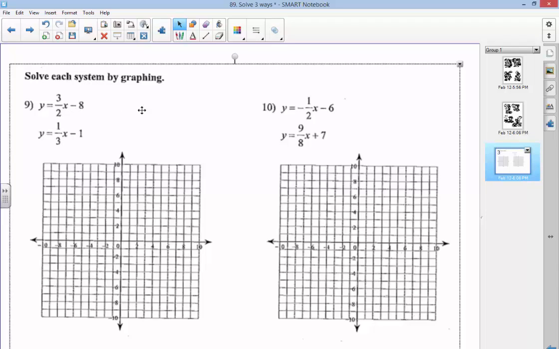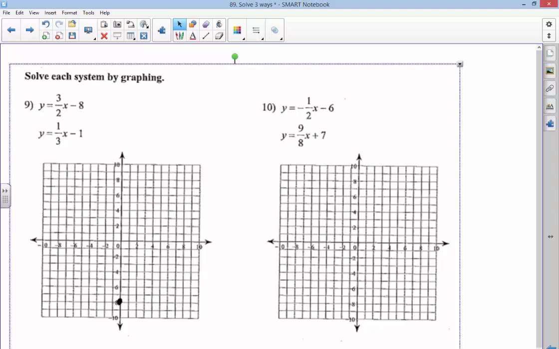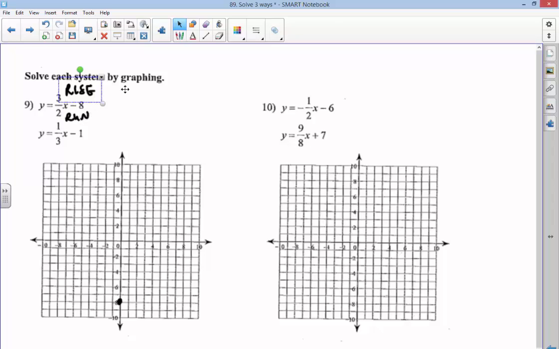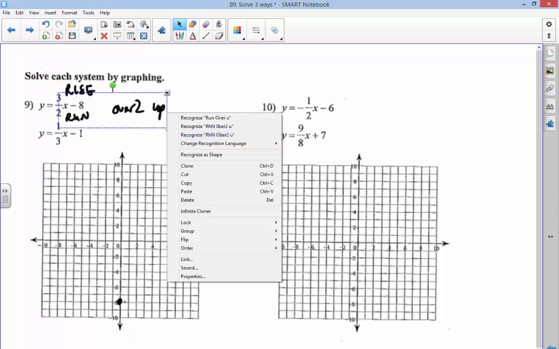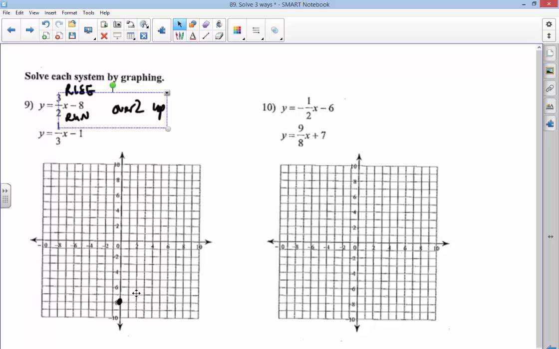Now, you could make a table, or you could just do what we've been doing with graphing. So negative 8 means you're going to start down here at negative 8. That's the y-intercept, the b. And then this is your rise, and this is your run. So you're going to go over 2, up 3. Put a dot. Over 2, up 3, put a dot, and keep repeating. You can also go back 2, down 3, but it will be off the graph.